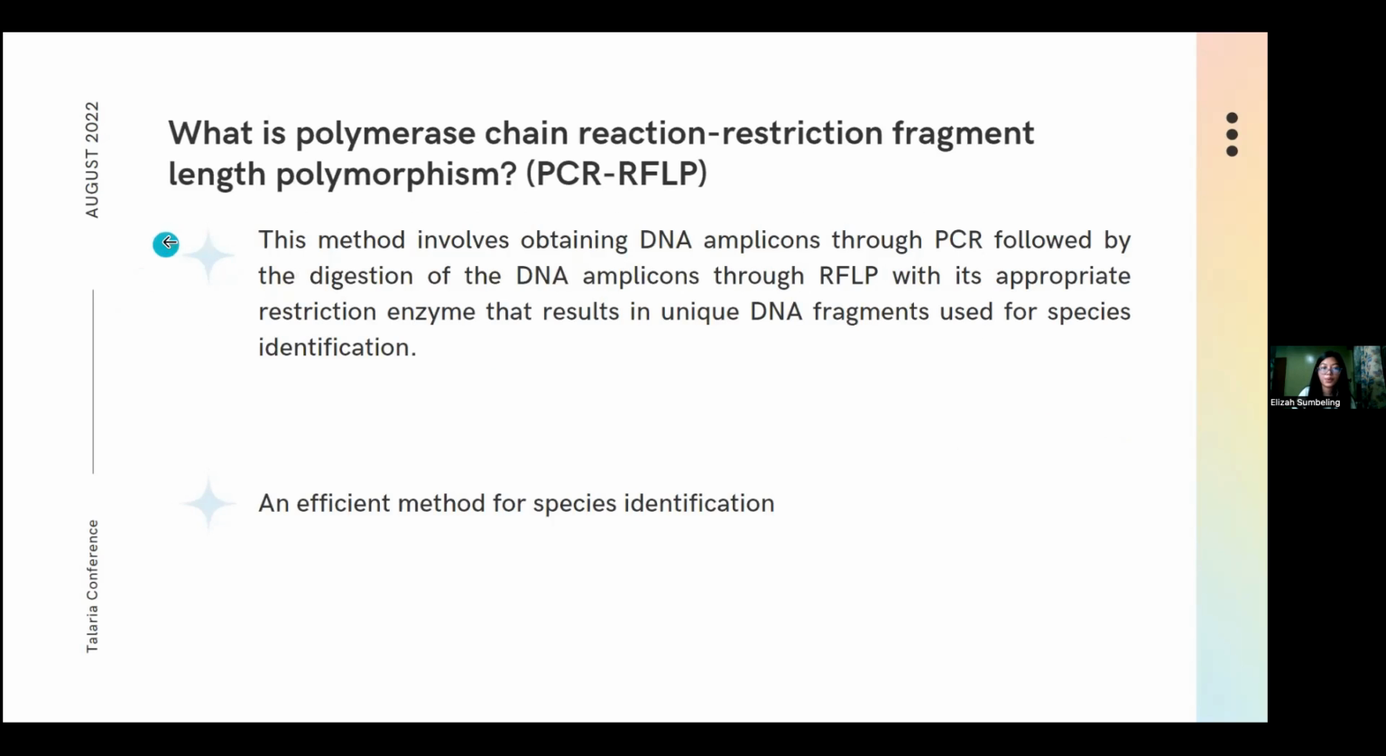So I'll be proposing to use a technique called the polymerase chain reaction restriction fragment length polymorphism, short for PCR-RFLP. And this method involves obtaining DNA amplicons through PCR, followed by the digestion of the DNA amplicons through RFLP with its appropriate restriction enzyme that results in unique DNA fragments used for species identification. This is an efficient method for species identification because it is simple, reliable, and inexpensive.